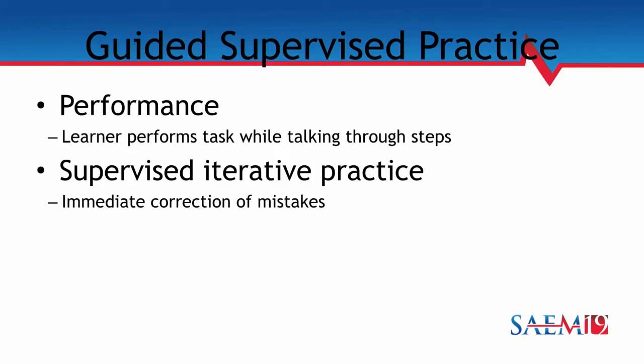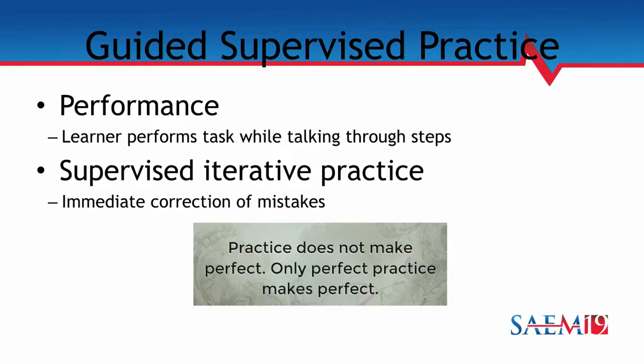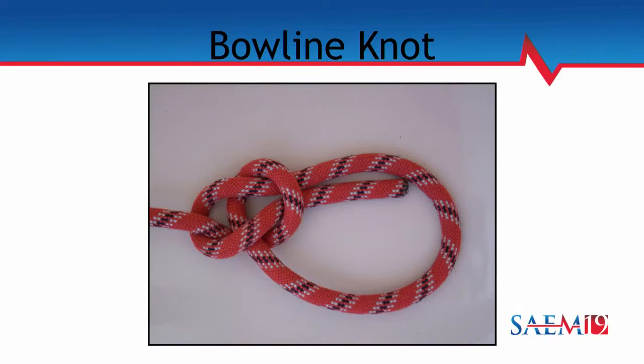Supervised iterative practice: you want immediate correction of the mistakes, because otherwise, practice doesn't make perfect, obviously. If I practiced again and again and again, it would not be the perfect knot. What we want you to do is practice the perfect knot. So what we're going to have you do now is walk through tying that knot and train the person next to you. The first thing for you to do is just walk through it yourself to make sure you can do it. I'll walk over and work with you.